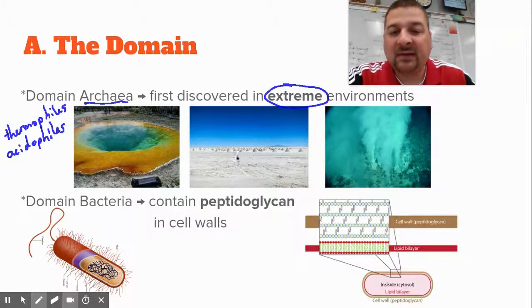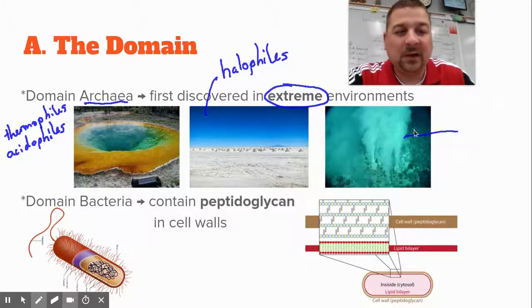Some they found in very salty areas. Those were called halophiles. And some, like what we'd call white smokers or deep sea vents, again, were thermophiles. They lived where it's really, really hot. Now, since then, we have found archaebacteria in lots of other environments.